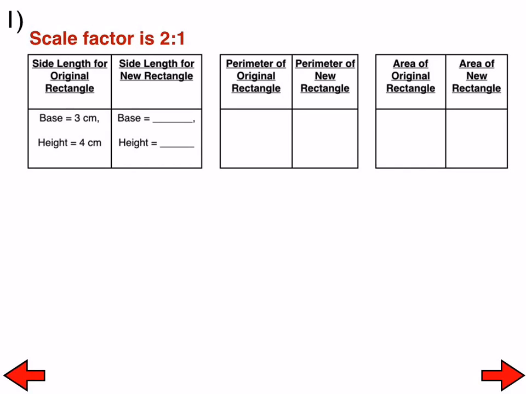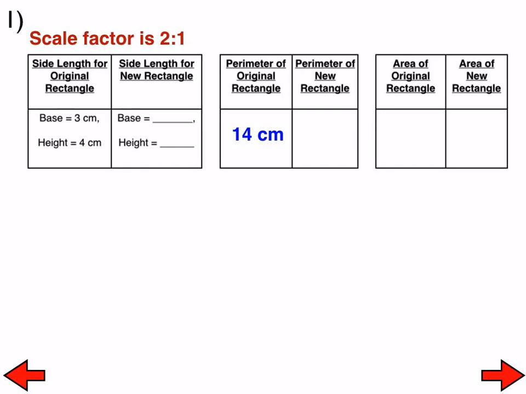Now, I know all of you know how to find the perimeter of a rectangle and the area of a rectangle. But here's the deal. By the end of this lesson, if I give you a scale factor, you should know what the area of the new shape is without even thinking about what the side lengths are. That's the whole point. We're trying to quickly see that pattern.